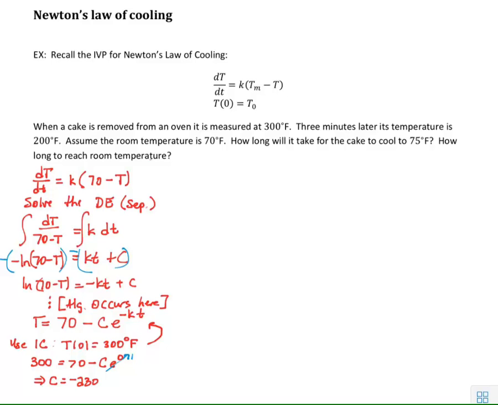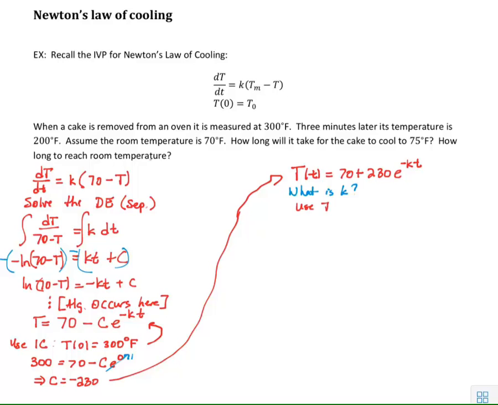Now I'm going to take that negative 230 and plug it into my model equation right here, and so I end up with T of t is equal to 70 minus a minus 230, which will be plus 230, e to the negative kt. Now the question is, what is k? We'll find k using that other piece of information that we have, that is at T of 3, we know it's 200 degrees Fahrenheit. So simply plug that in. 200 would then equal 70 plus 230 e to the negative 3k, because t is now 3.